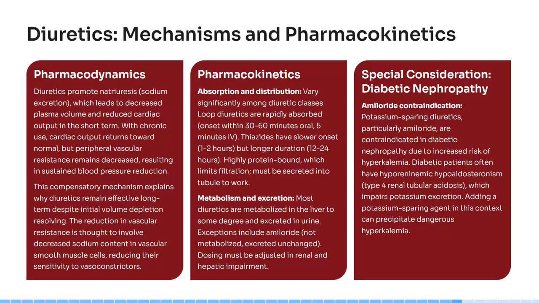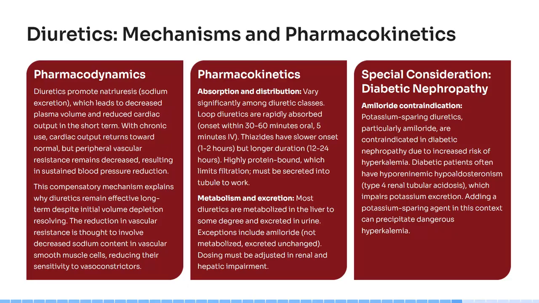Loop diuretics are rapidly absorbed: within 30 to 60 minutes oral, 5 minutes IV. Thiazides have a slower onset, about 1 to 2 hours, but they have a longer duration, about 12 to 24 hours. Most diuretics are metabolized in the liver and excreted in the urine.